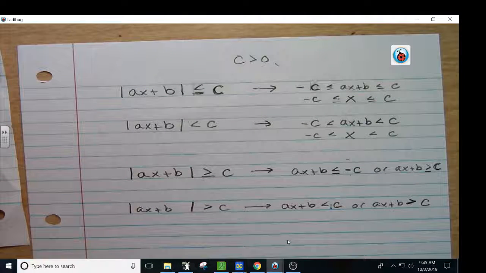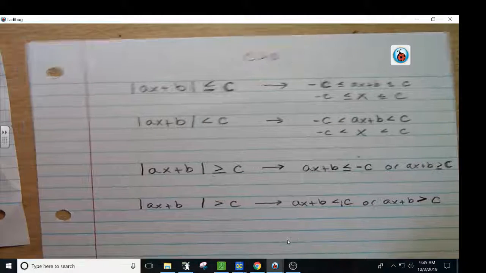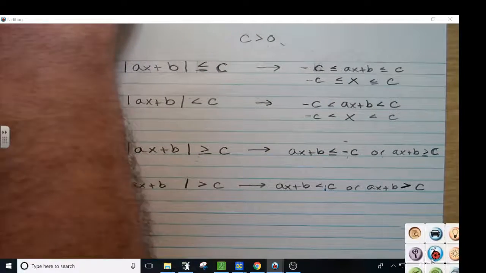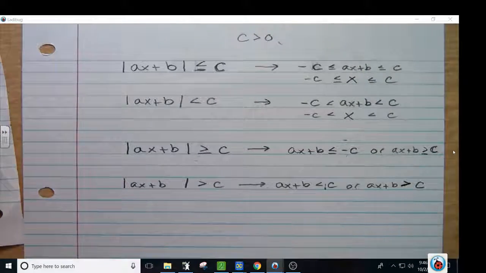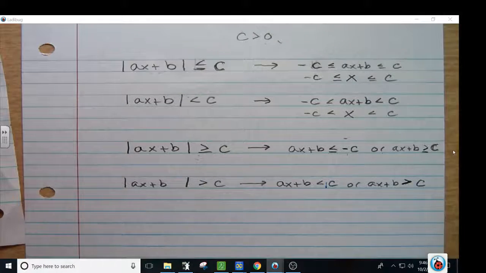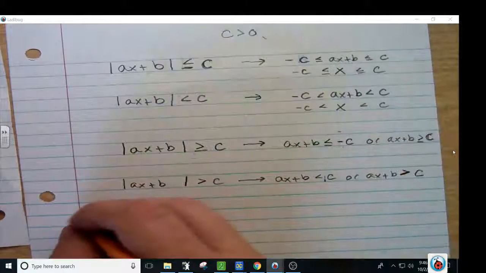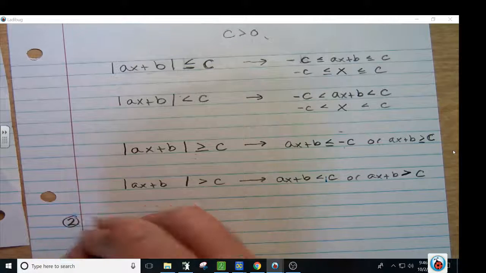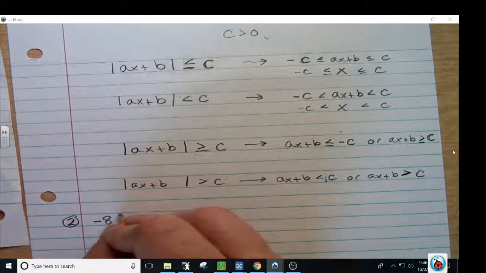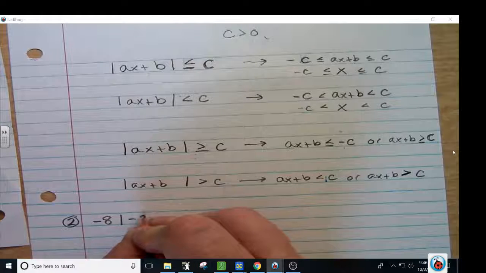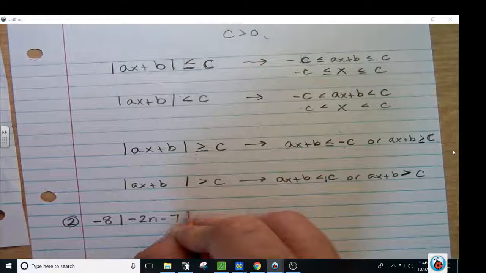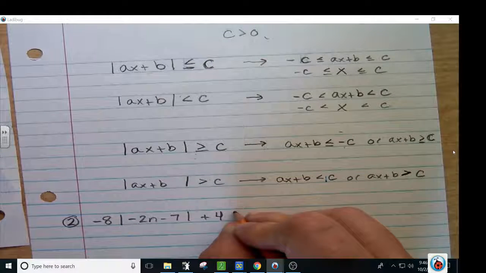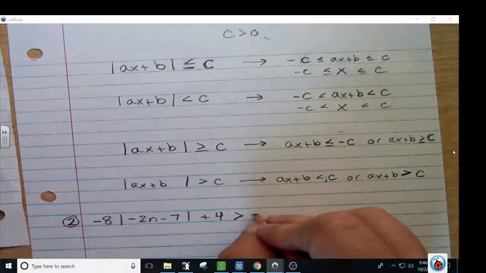Okay, let's do this. Guys, keep the notes I just gave you handy. So all we have is negative 8 absolute value of negative 2n minus 7, plus 4, greater than negative 36.